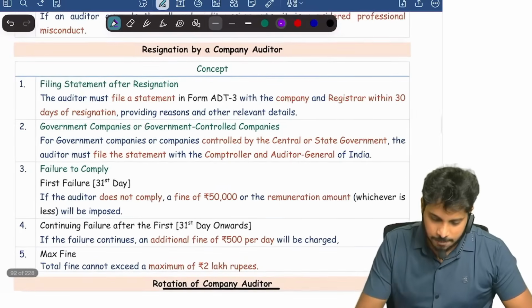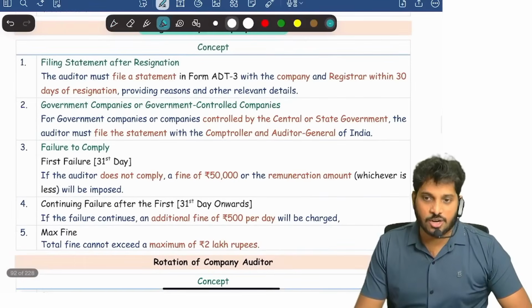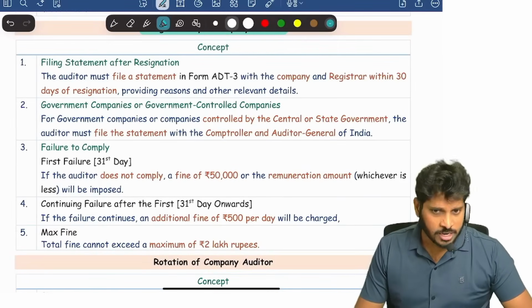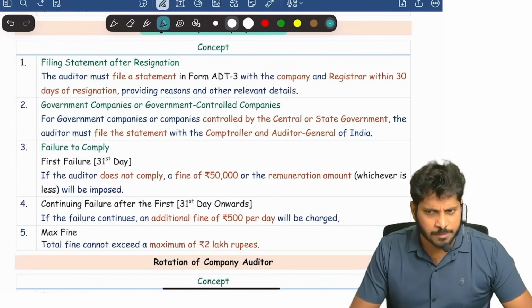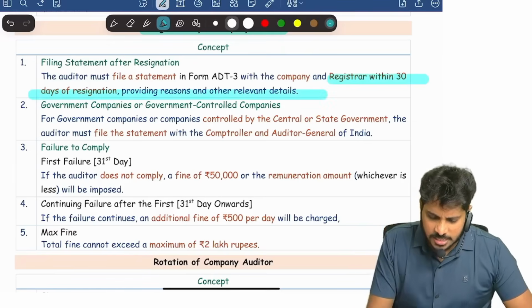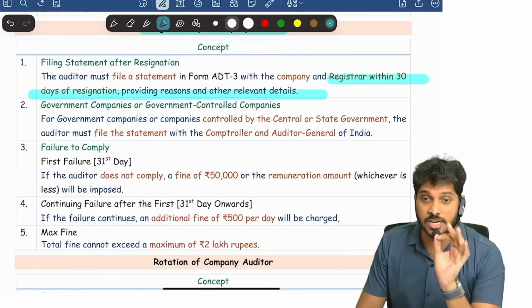Okay. Next, resignation by auditor. Can an auditor resign from the company? Yes. If the auditor is not okay with the company, he can resign from the company. And once he resigns, within 30 days, he has to file a form with the registrar.